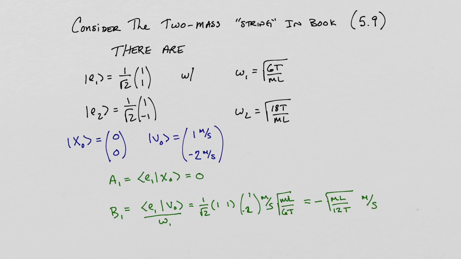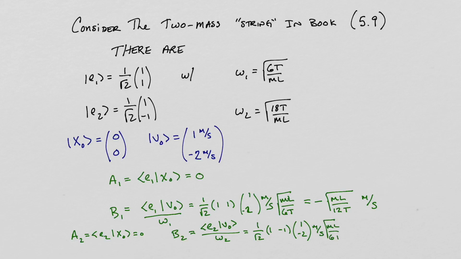Okay, and I'm going to assume that all of the algebra worked out there. Now I'm going to do the other two a little bit faster, right? So I know that A2, which is E2 dotted with x0, that's also going to be 0, and that B2 is going to be E2 V0 over omega 2, which is 1 over the square root of 2. E2 is 1 minus 1, 1 minus 2. Oh, that's going to be fun to do. Meters per second times ml over 6t.